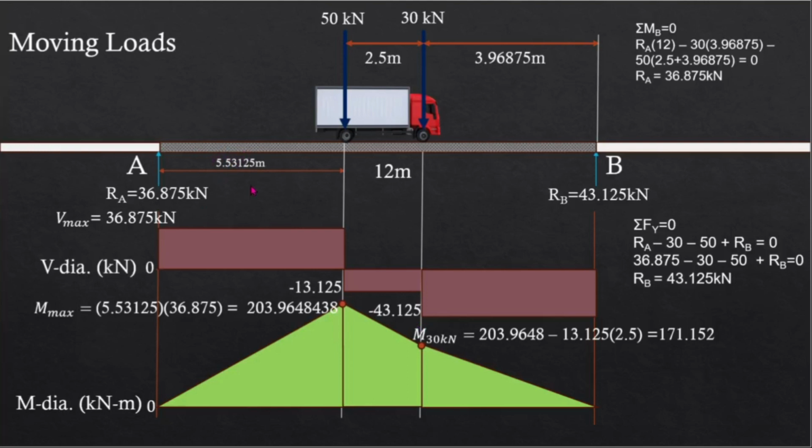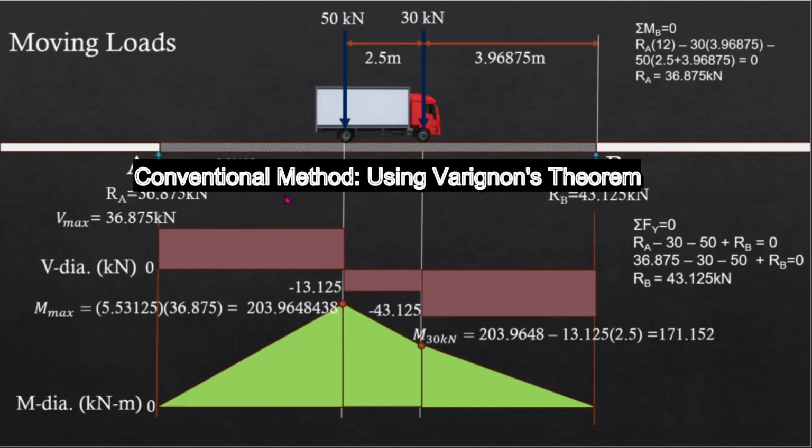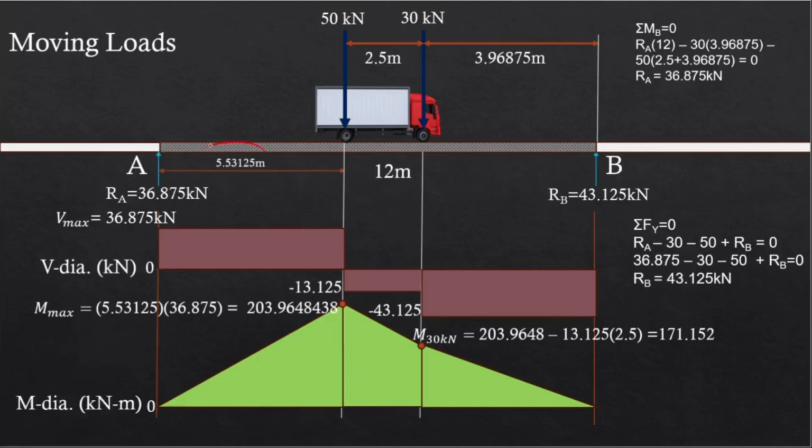Now I will be discussing later how you can get this value. However, in our previous video, I already showed how to get this value using calculus. In this particular lesson, we're going to talk about the conventional method, which is the application of Vergnon's theorem. Now, I will just show you that later. Now again, this distance is obtained by calculus, but there is another way to get that. Once you get this value, 5.53125, you're going to use that to solve the maximum possible moment given the wheel loads, which is simply the area under the shear diagram.